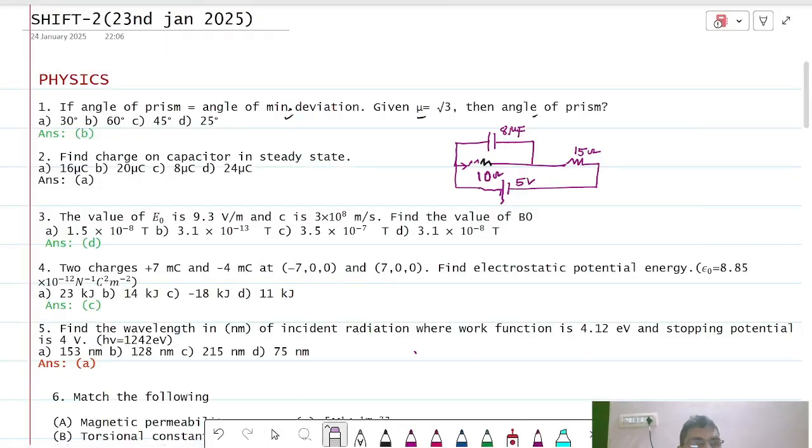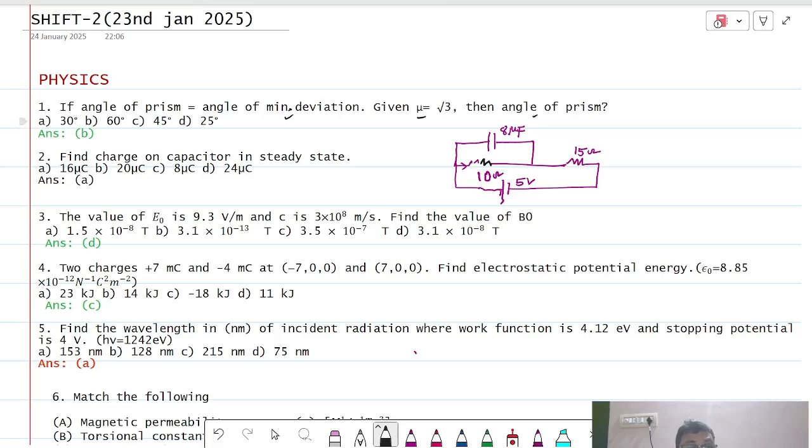I'll try to explain the 23rd shift 2 paper. First onwards, easy questions. The order here is not as it is given on the other side. I have collected these questions from different sources, Google and some other sites.